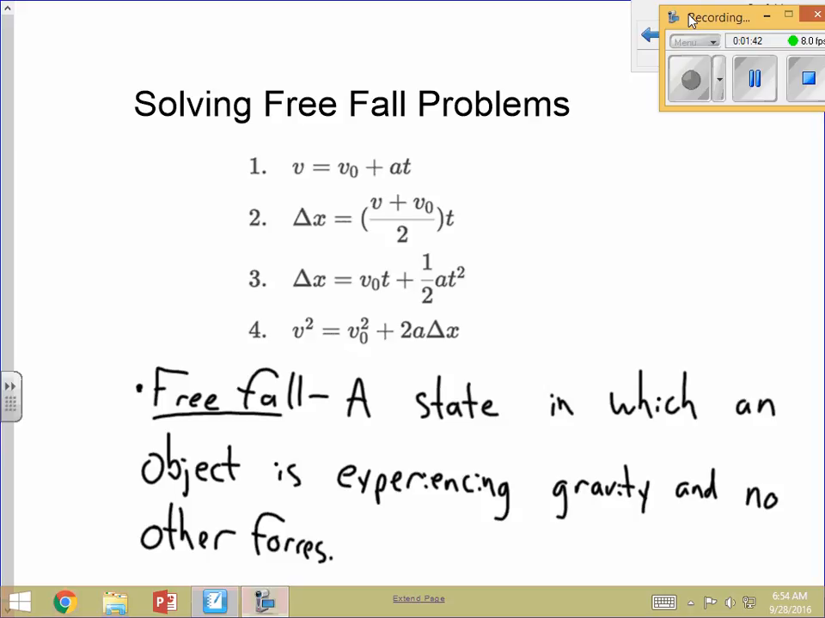The unique thing about objects in free fall is that they always accelerate at the same rate. So this is a number to memorize. Anything in free fall is going to have an acceleration of negative 9.8 meters per second squared. So what that means is that every second, the speed of a freely falling object will either increase or decrease by about 10 meters per second. Each second that passes, it'll do that.